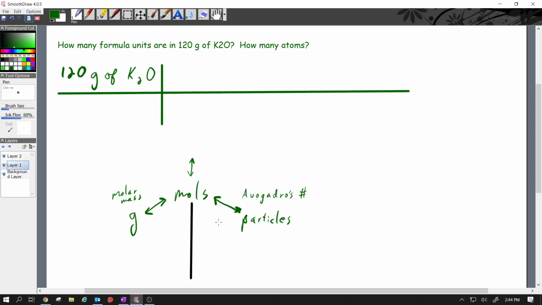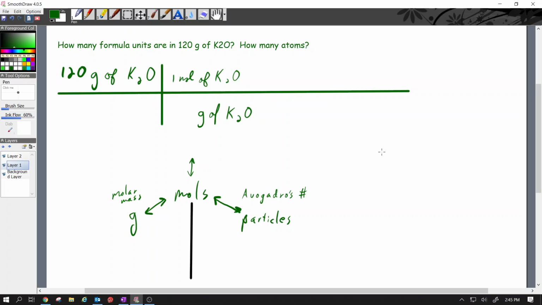About that idea? Yes? You there, Emma? Okay, good. So what I need to do is I'm going to go grams to moles. Now I know that 1 mole of K2O, okay, I need to know the molar mass of that in order to make that transition. So how many grams of K2O are in 1 mole?